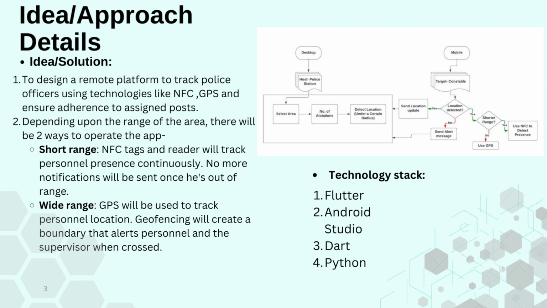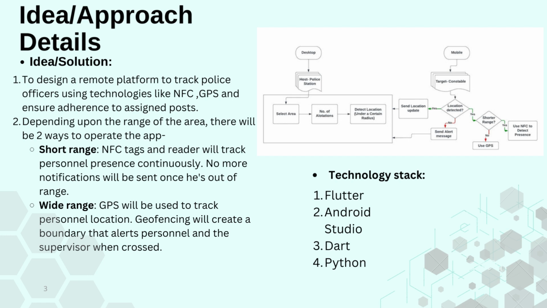Whereas on the other side, for wide range, we will be using a GPS tracking system to monitor each personnel. The real-time location will be sent to the police headquarters where the position and movement of each personnel will be supervised. A virtual boundary will be created through geofencing for each of the deployed personnel. If he tries to move away from his assigned position, immediate alerts will be sent to both the personnel and the supervisor. Alerting systems of the app will ensure that none of the personnel are moving far away.